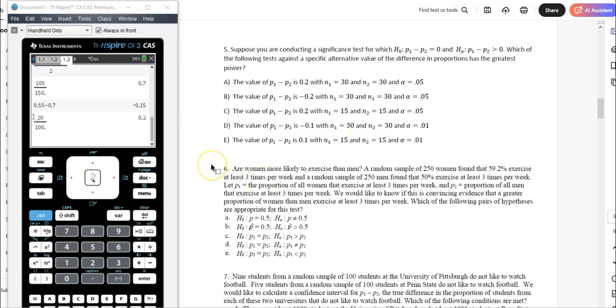Suppose you are conducting a significance test for P1 minus P2 is 0, so the null, and then P1 is greater than P2. Which of the following tests has the greatest power? So we want P1 to be bigger than P2. We want P1 to be larger. So that means you're looking for a positive difference, right? So I think right away this guy's gone and this guy's gone. So those are bad answers.